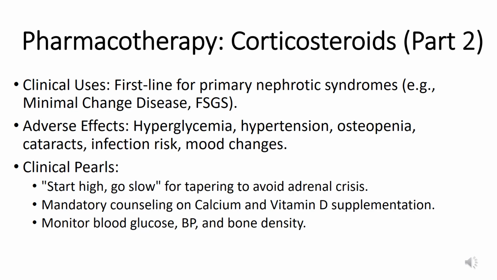Another important indication is focal segmental glomerulosclerosis, or FSGS. Focal segmental glomerulosclerosis causes progressive damage to the glomeruli. Many patients receive prolonged corticosteroid therapy. The goal is to reduce inflammation and limit further kidney injury. Although corticosteroids can be highly effective, they are not without risks.